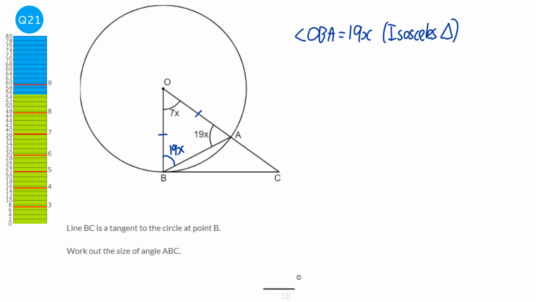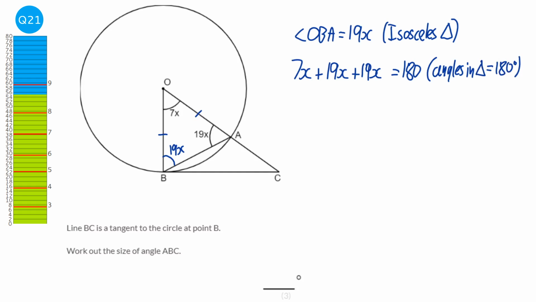Okay, so we know these two are equal. Well, we also can work out x because, as I said before, we have a triangle here. And all angles in a triangle add up to 180. So we've got 7x plus 19x plus 19x equals 180 degrees. And this is angles in a triangle equal 180 degrees. Try and write out these reasons in full.